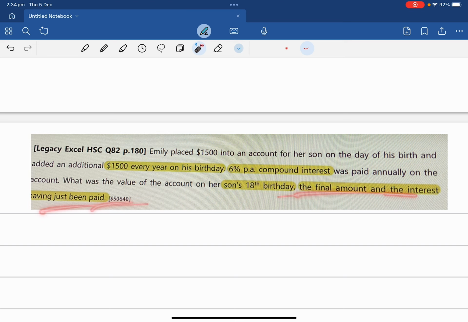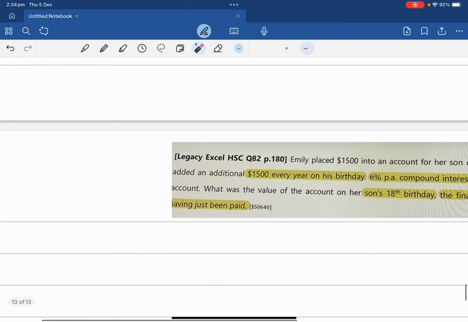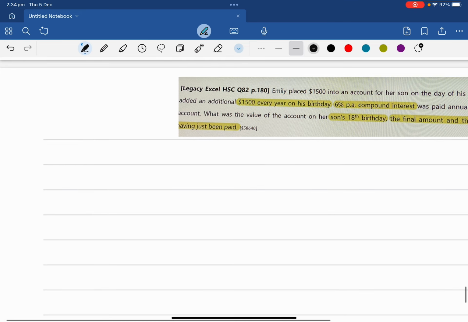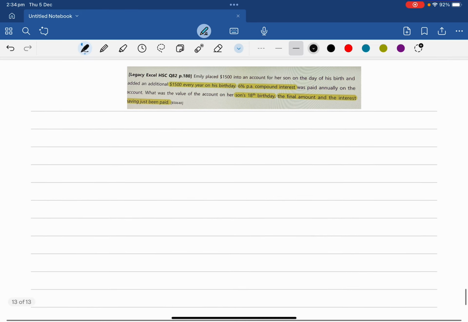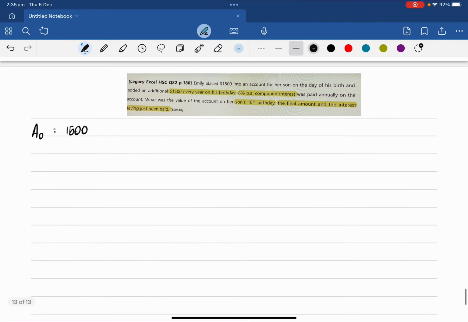Okay, cool. It's very important to identify that this really is A0 that we're starting off with, not A1. A0 is equal to $1,500, and Emily is only putting that money into the bank. The money isn't compounded yet because the year hasn't passed. Now, when we get to A1, see this 6% compound? It compounds annually.